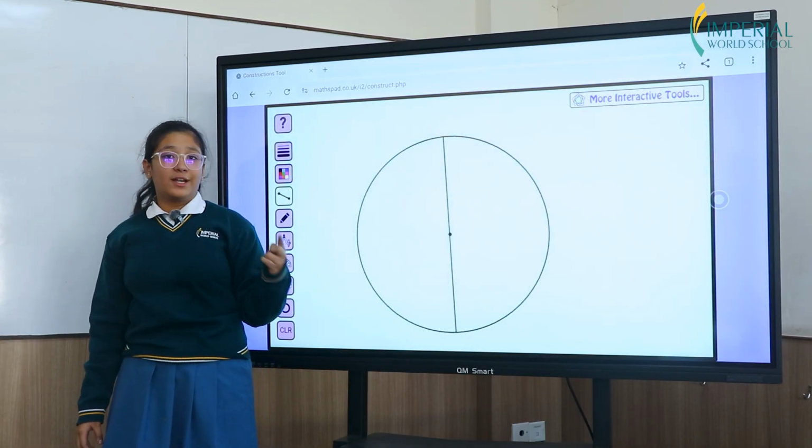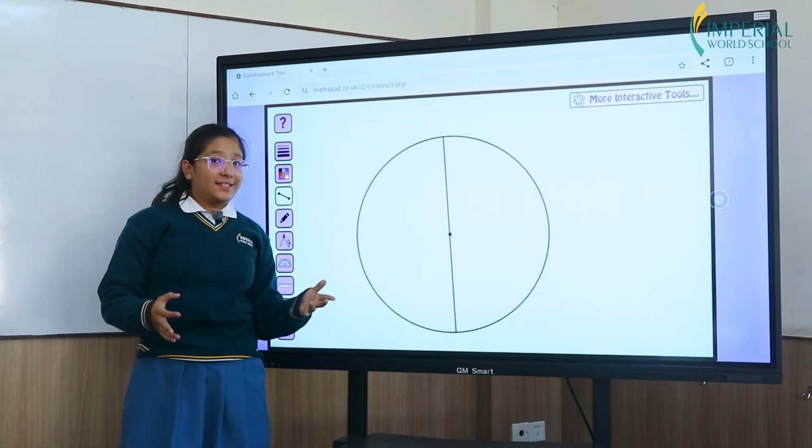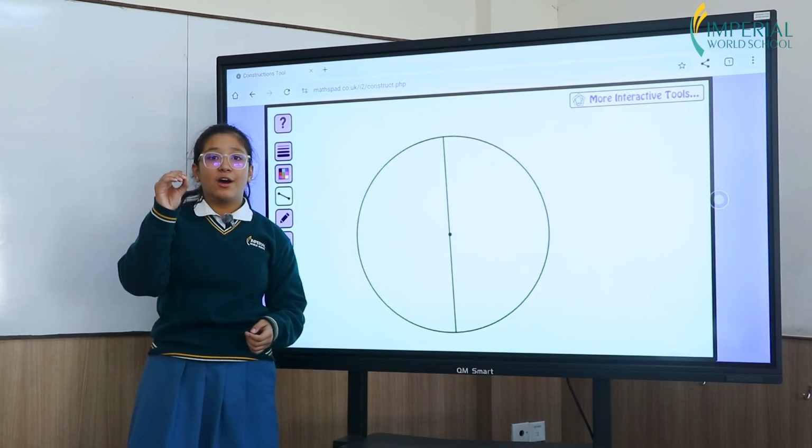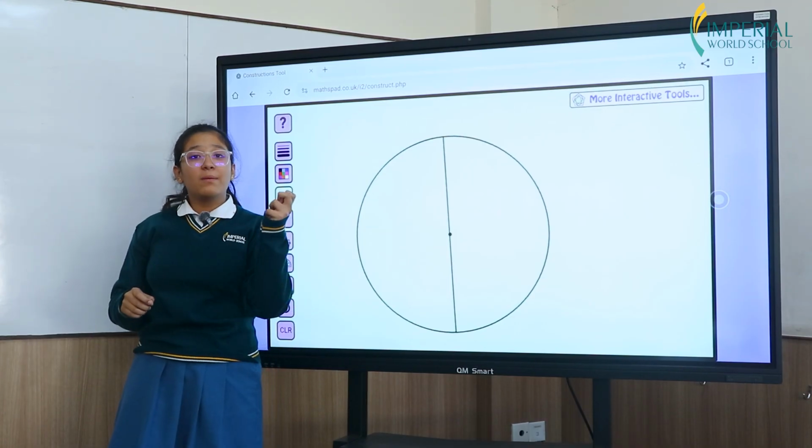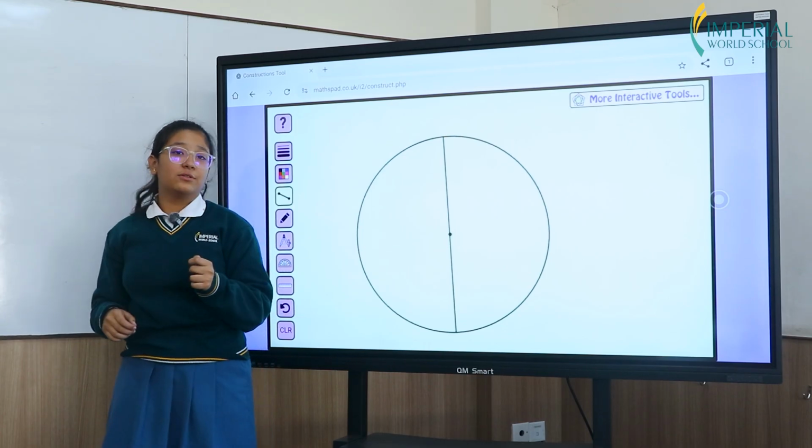The next component is the radius. A radius is a line segment that joins the center of the circle to only one point of the circumference, not two.